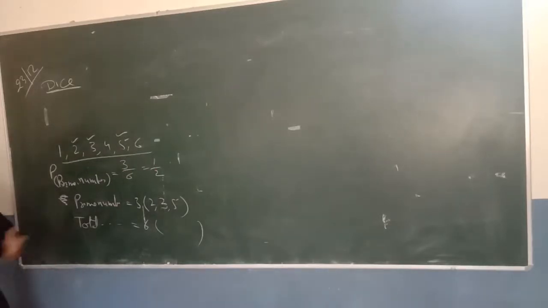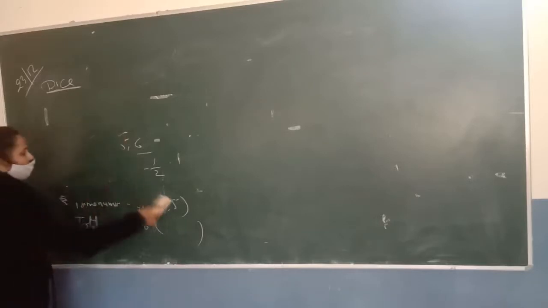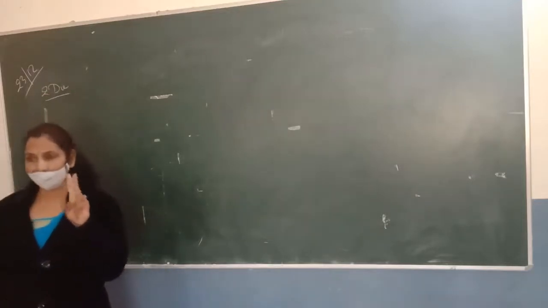Okay? Now for the 2 dice, a pair of dice. If you have 2 dice, what are the total outcomes of the 2 dice? We have to prepare a chart for the 2 dice. 36. Yes, 36. So please make the chart with me.